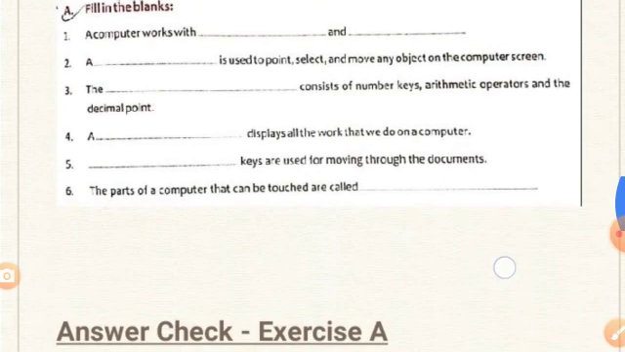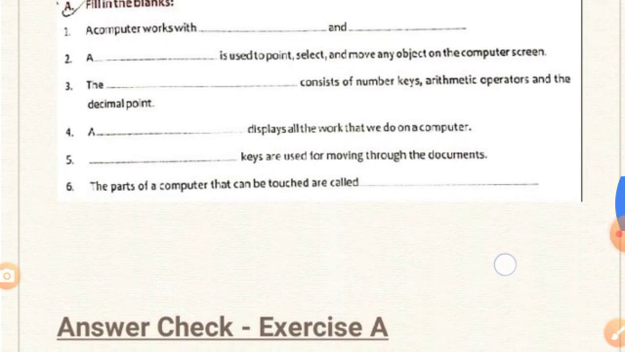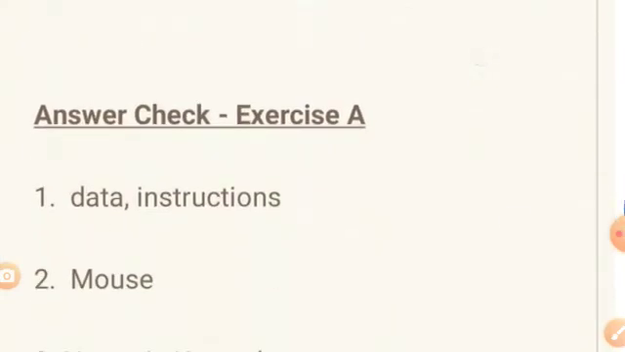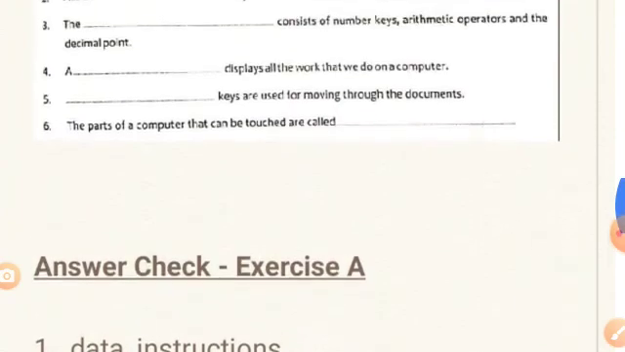The dash consists of number keys, arithmetic operators and the decimal point. Have you answered? Now check your answer. The answer is numeric keypad. Now let's do question number 4.